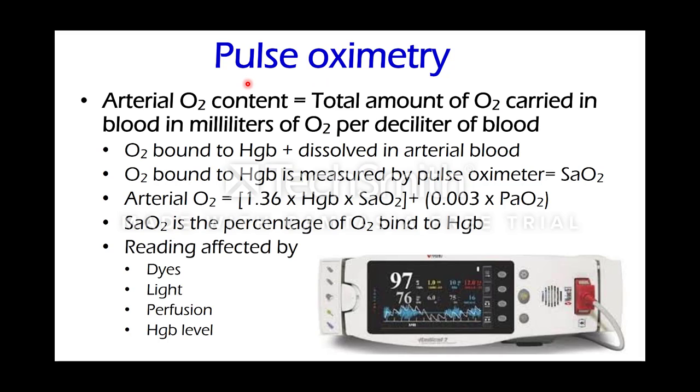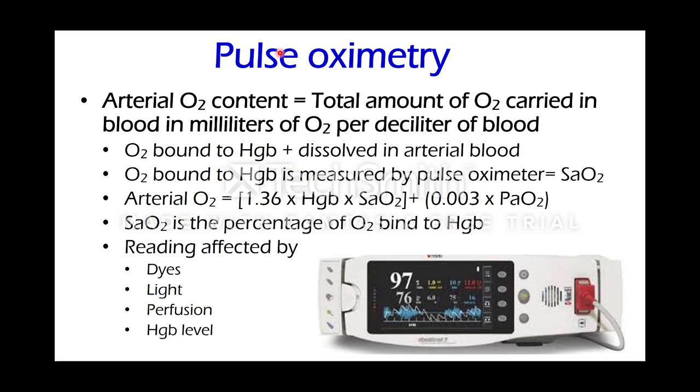The second type of measurement of pulmonary function test is the measurement of oxygen saturation through pulse oximetry. The arterial oxygen content is the total amount of oxygen carried in the blood, both in the hemoglobin and that dissolved in the blood. So oxygen bound to hemoglobin plus that dissolved in the blood make up the arterial oxygen content. The oxygen bound to hemoglobin is the one measured by the pulse oximeter.